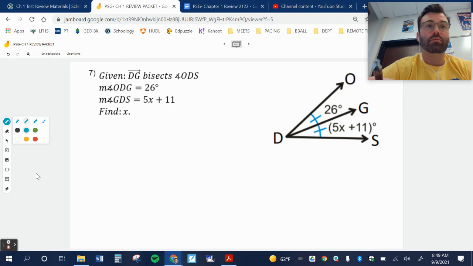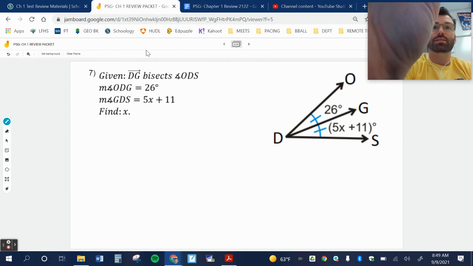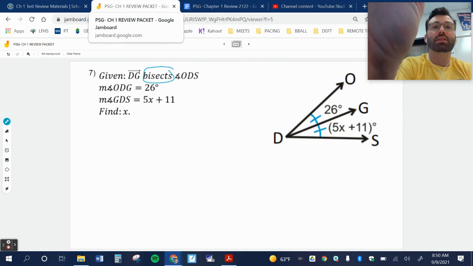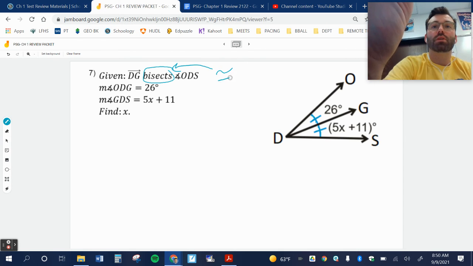All right, here we go. Probably last one before my time runs out. Remember, we see that DG bisects ODS. Bisects means congruent. I even put the tick marks here for you. Will there be tick marks on the actual assessment? Probably not. You'll have to do it yourself, but you have to recognize that bisects mean congruent parts.